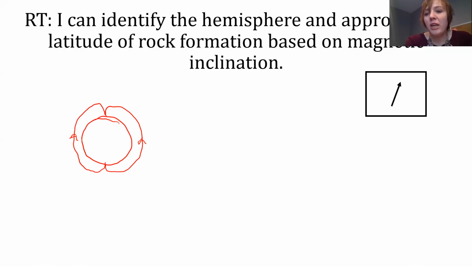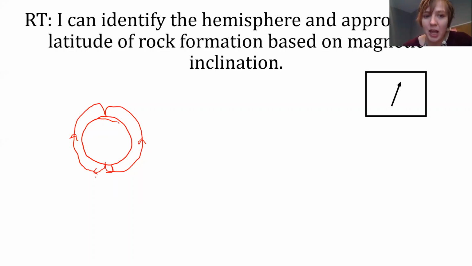So we found a rock, and its magnetic inclination is like this. It's pointing up, so that tells us which hemisphere. Can you think which hemisphere, north or south? If you thought south, great job. Anytime that the magnetic field points up, that is southern hemisphere.